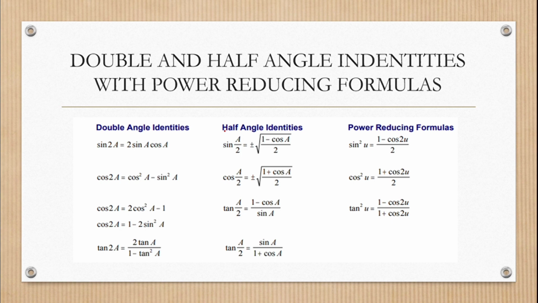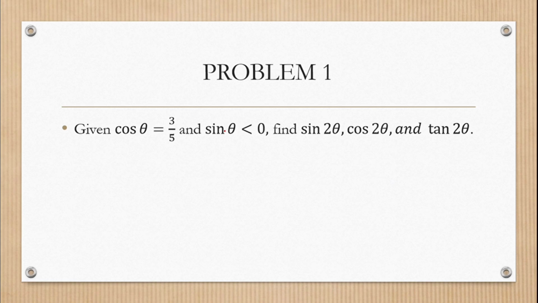So let's take first problem number 1. Given cos theta is equal to 3/5 and sine theta is less than 0, find sine 2 theta, cos 2 theta, and tangent 2 theta. Let's solve here. Cos theta is equal to 3/5 and sine theta is less than 0. So therefore, I understand that our sign here is a negative sign.